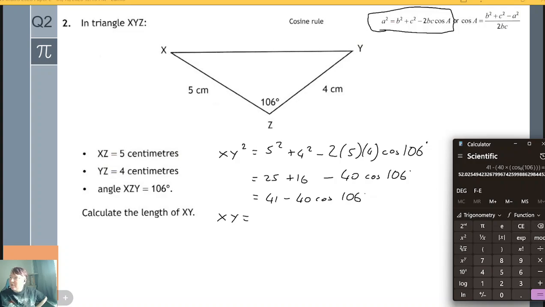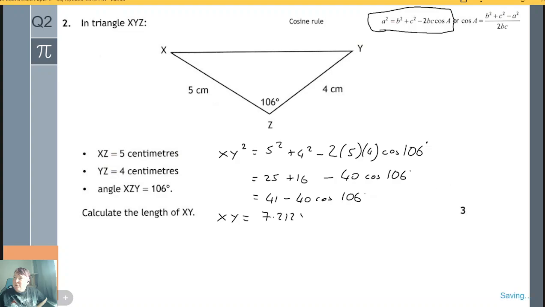Right, okay. And then I need to square root that answer. There we go. 7.21287 and so on. So XY was approximately equal to 7.2, 1 decimal place, centimeters. Don't forget your units.